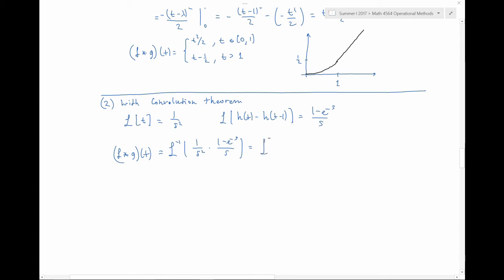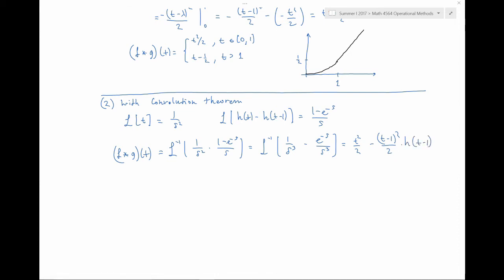So it's the inverse Laplace transform of 1 over s cubed minus e to the minus s over s cubed. 1 over s cubed is the Laplace transform of t squared over 2. And the second one is just a shift of the same function. So it's minus t minus 1 squared over 2 times the Heaviside function of t minus 1.